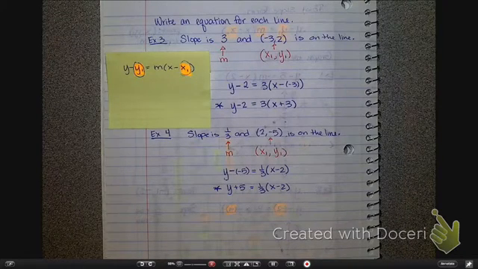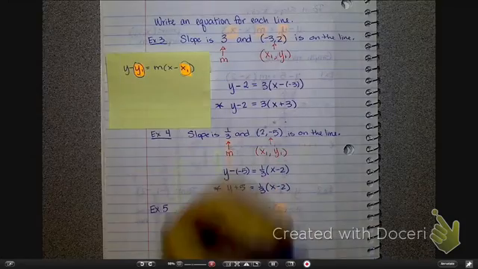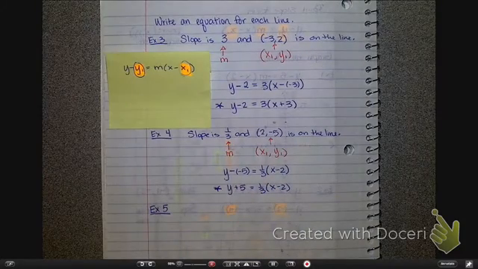How is that? Hard or easy? How does it feel? Easy? Is that okay? All right. Okay. I'm going to make this example a little bit harder for you guys. Okay? All right.